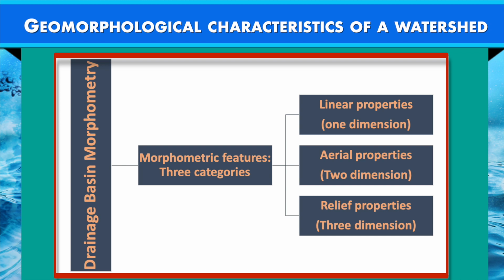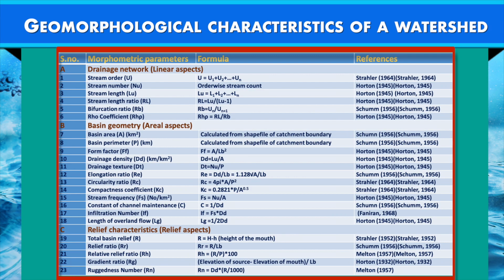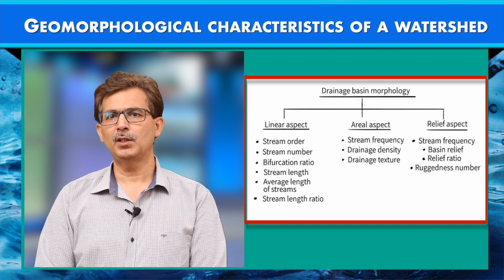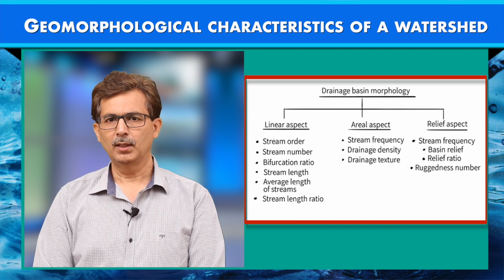The morphometric examination of a basin is achieved through the computation of linear, aerial, relief, and gradient aspects of the channel network in a basin or watershed. This table provides details of the methodology followed for the computation of commonly used morphometric parameters for basin analysis or watershed analysis. We will briefly discuss some of the important morphometric parameters of a watershed.